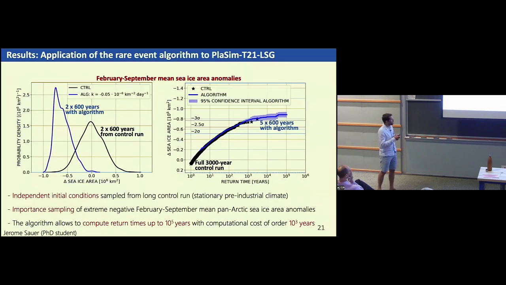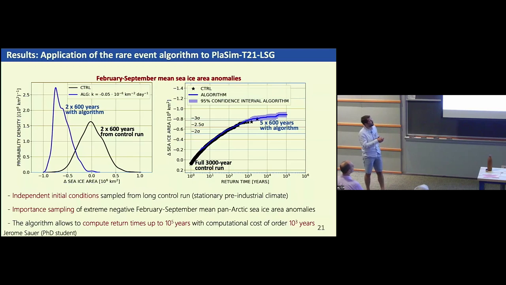So what does it give? Very interesting results. First, if we look at a simple control run, we would have, by definition, a probability density function that would be centered around 0 by construction. Then if we start to apply this algorithm, you see we are able to efficiently sample the extreme left tail of the distribution. And also we are able to construct diagrams where we plot the return time or the probability of occurrence as a function of the sea ice area.